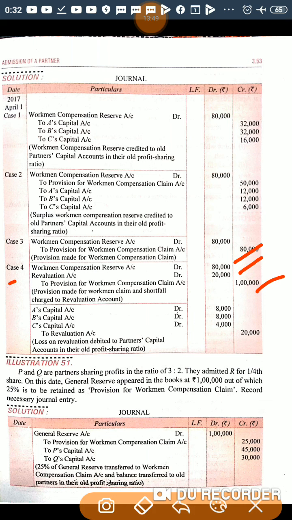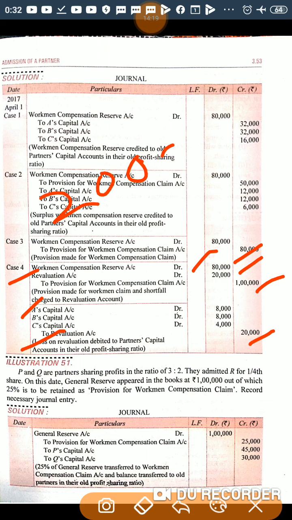And this loss will ultimately be shared by the old partners. Revaluation account is showing a debit balance. This loss will be transferred to the old partners' capital accounts in their old ratio. So this is right now showing a debit balance. For transferring it, we have to credit the revaluation account and debit the old partners' capital accounts in their old ratio. Calculation you can see.